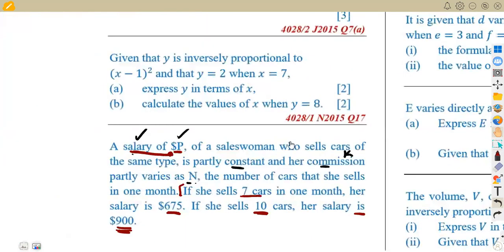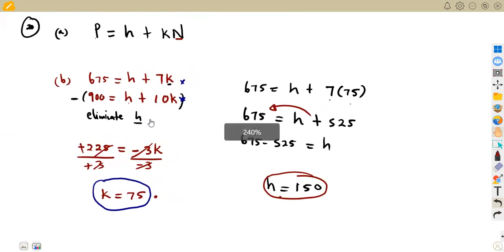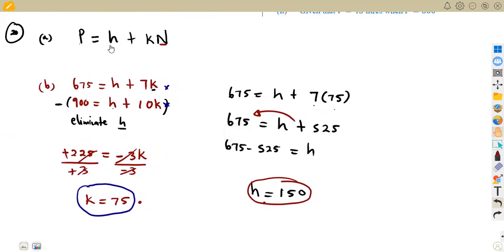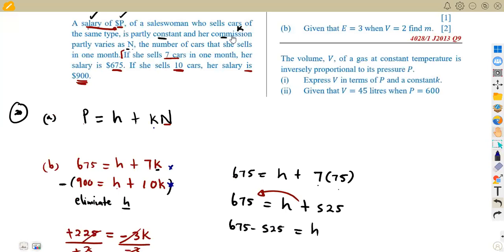So here, remember, after having your H and K, we are supposed to substitute back into our equation that we had before, where we are given P is equal to H. They are saying, write an equation that is going to have P and N. So we substitute H and K. That is item C. So P is going to be equal to H, which is 150, plus K, which is 75, times N. Remembering that K represents this 75, we said it's a commission.